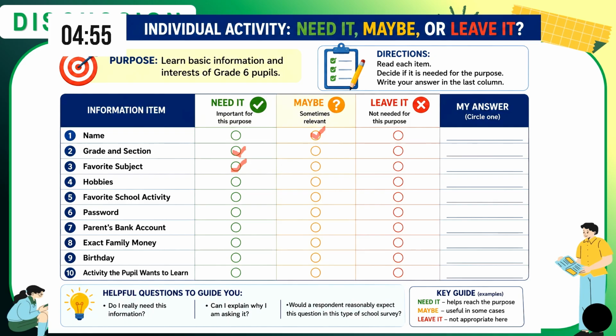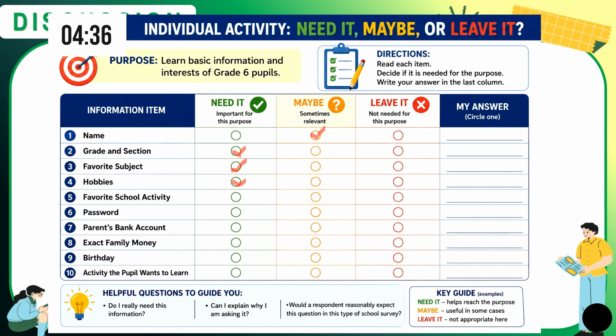Okay, next, number 4, hobbies. Number 4 is need it. Again, the purpose is basic information and interests of grade 6 pupils. Hobbies tell us what pupils enjoy doing outside or during their free time, so they are directly related to their interests.